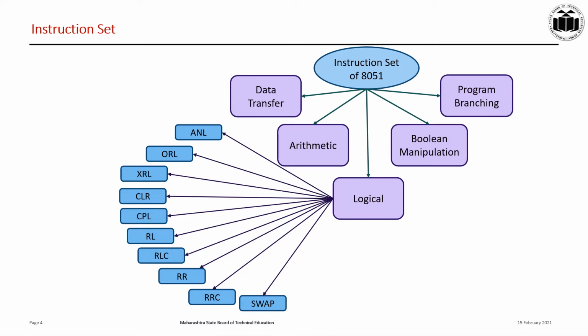Logical operations in 8051 perform bitwise operations between the accumulator and data stored in a memory location, register, or data given by the programmer. The result of a logical operation is stored in the source operand. The carry flag is affected only by instructions RRC and RLC. In 8051, there are 25 different instructions under the logical group. Let us discuss them one by one.